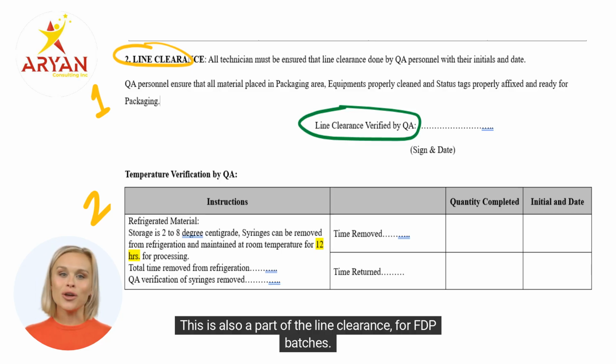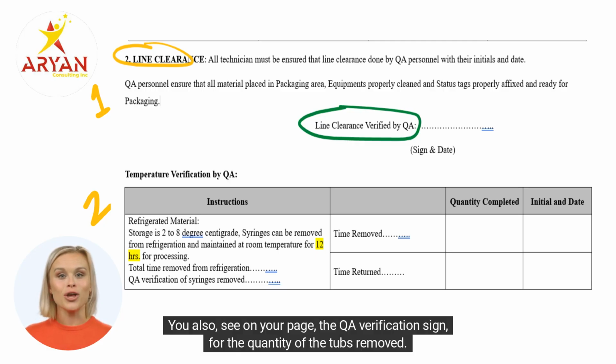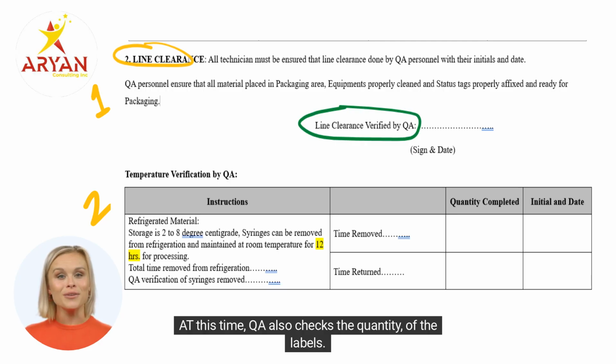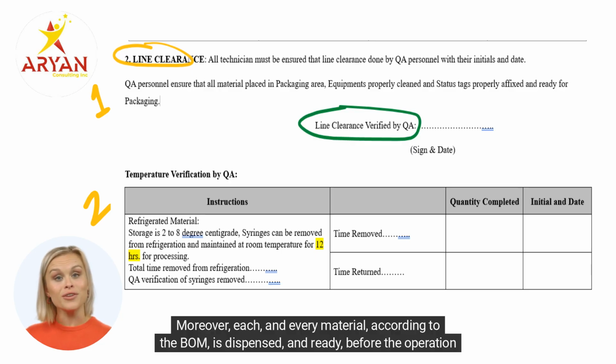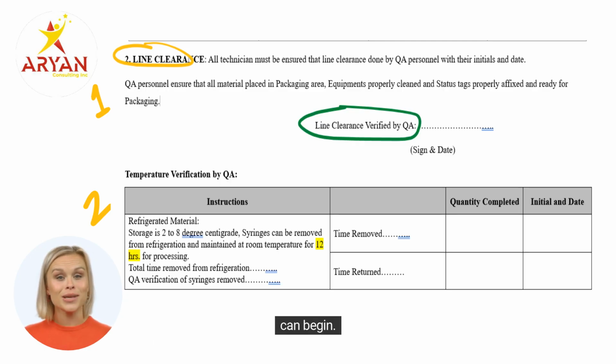This is also a part of the line clearance for FDP batches. You also see on your page the QA verification sign for the quantity of the tubs removed. At this time, QA also checks the quantity of the labels. Moreover, each and every material, according to the BOM, is dispensed and ready before the operation can begin.